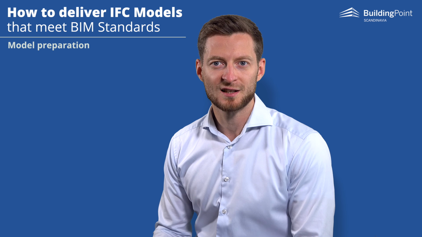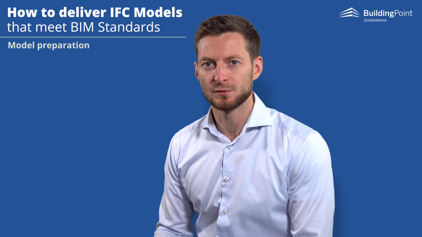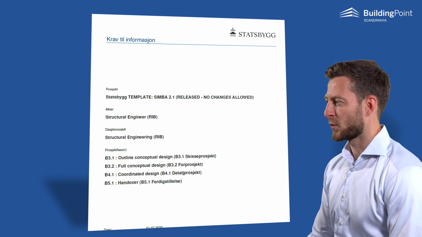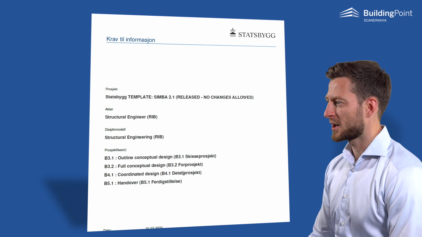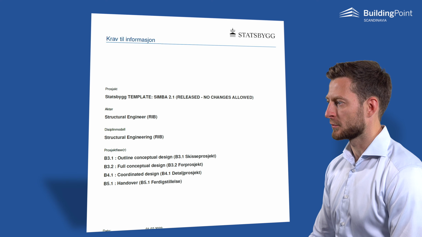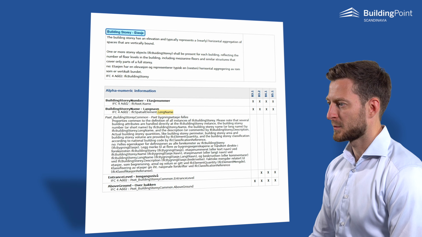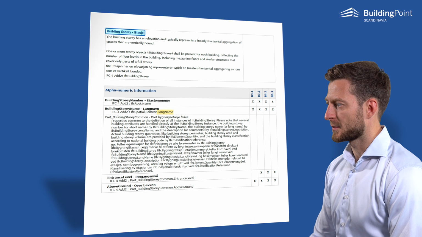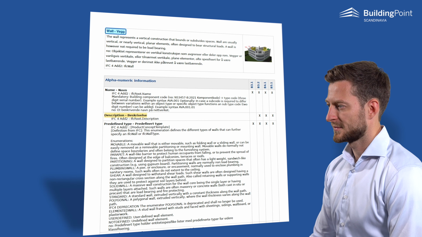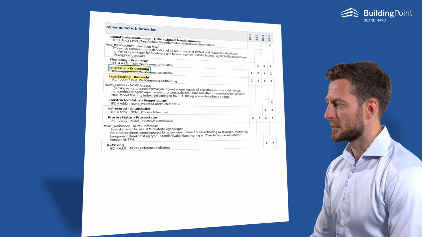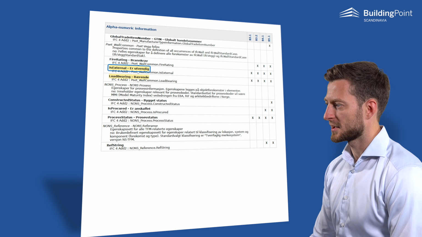I will demonstrate 3 common cases where this tool can be particularly useful. In the Statsbygg template document SIMBA 2.1 for structural engineering, there is a requirement for long name information on all spatial hierarchy levels: project, site, building, and building floor. There is also a demand for description of each IFC type, such as slabs and walls. Lastly, there is a need to specify whether an element is external and load-bearing. While this information appears correctly at the part level, it is often incorrect at the assembly level.